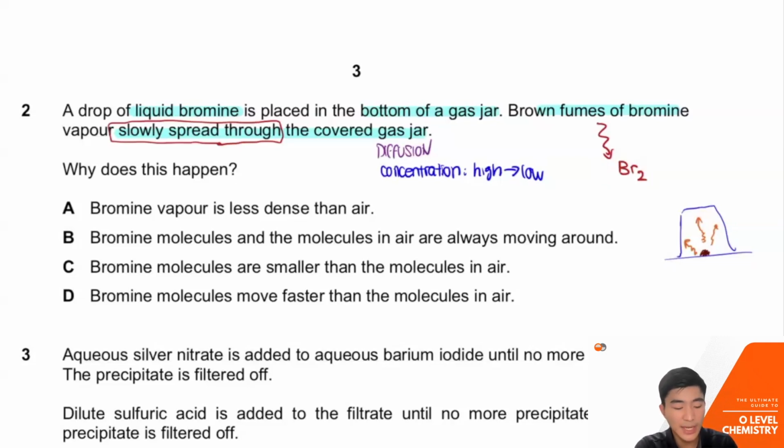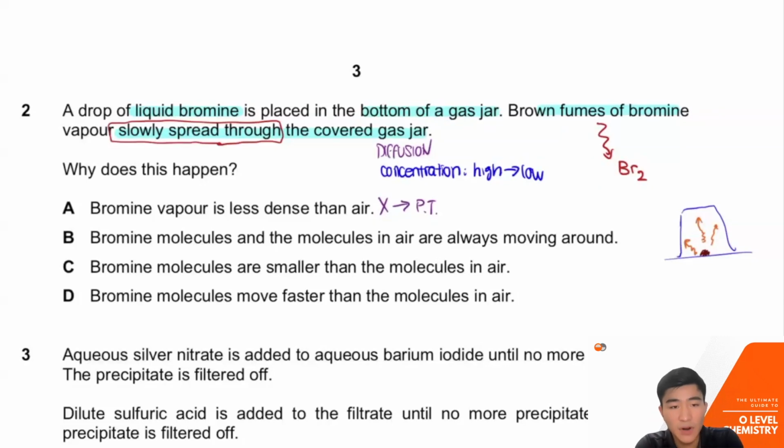They ask, why does this happen? Your answer will be as such. You've got A, B, C, D. The first one, bromine vapor is less dense than air. Answer A is wrong. How do you know? You go to the periodic table, and you will realize that bromine is actually heavier than air.